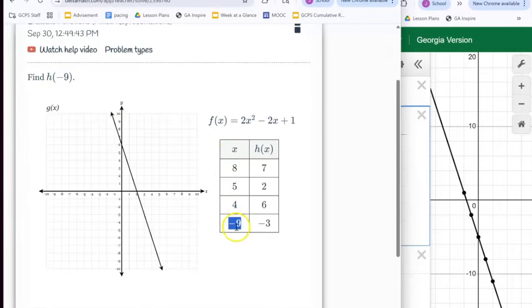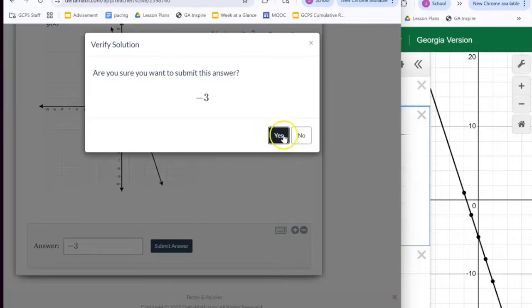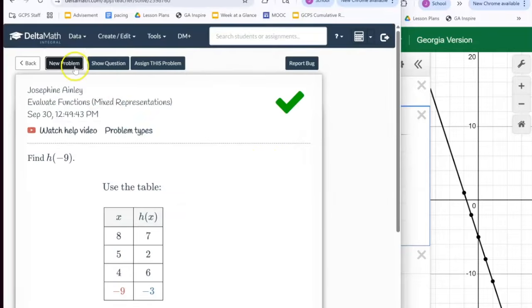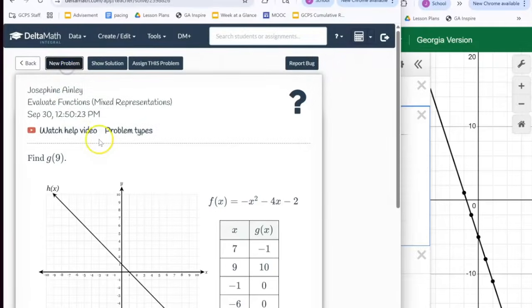What is the y value or the output when x is -9? -3. So this one is not even a Desmos question. It's just using our eyes. All right, let me do another problem. This time it's asking for f. So that's from a graph. I've already done a graph one, so I'm just going to go to the next one.